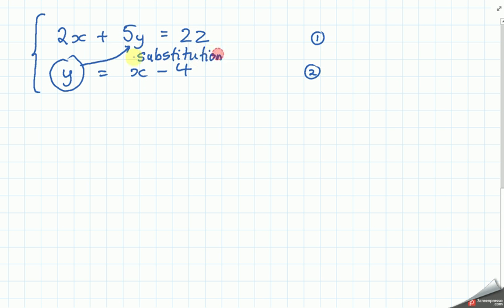So I'm going to take the expression and I'm going to put it into here, but I need a bracket to keep this expression complete. So I write the expression out, 2x plus 5. Now instead of y, I'm going to write a bracket with what y was equal to in the second equation. I've finished my y, so I can close it again, and that is equal to 22.